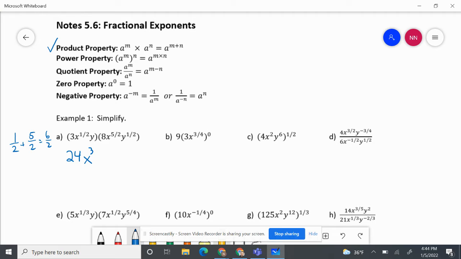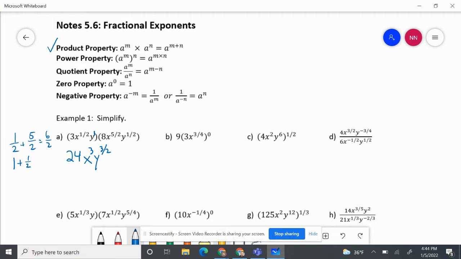Y times y to the half. This is a 1. This is a half. So when we multiply, we add the exponents. 1 plus a half would be 3/2. So that would be y to the 3/2. We always write it as an improper fraction, not a mixed number.